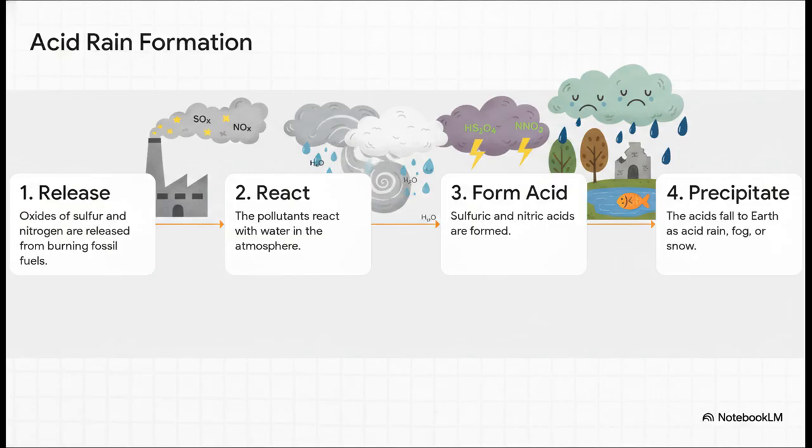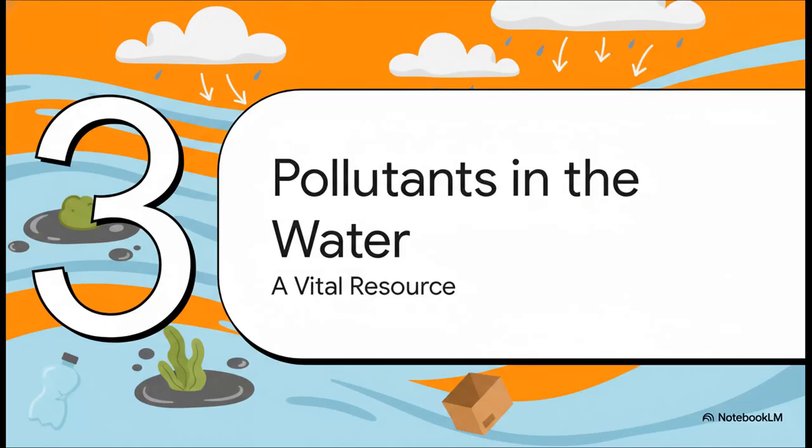And check this out, this is a perfect example of that whole primary versus secondary pollutant idea we just talked about. It all starts with primary pollutants, like sulfur oxides from a power plant. They float up into the atmosphere, mix with water, and boom, they transform into a secondary pollutant, acid rain. And the effects of that can be huge, damaging everything from forests to buildings. Okay, so we've covered the air. Now let's shift gears and see what happens when pollutants get into our most vital resource, our water.